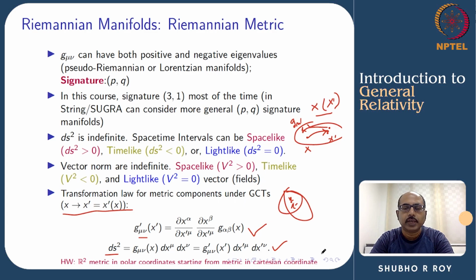One exercise I will suggest is to use this transformation law to find out what is the metric of the Euclidean plane in polar coordinates. You start from the metric of the Euclidean plane in Cartesian coordinates, which is x squared plus y squared. Very simple.